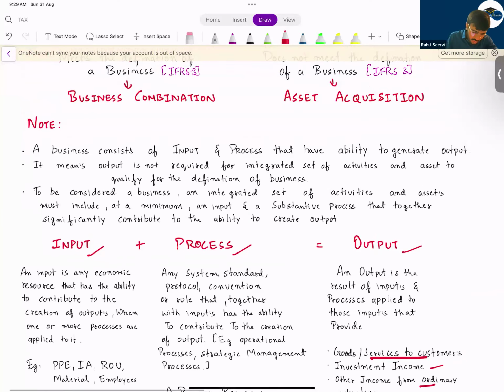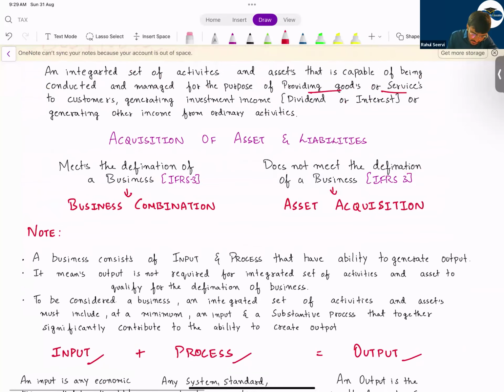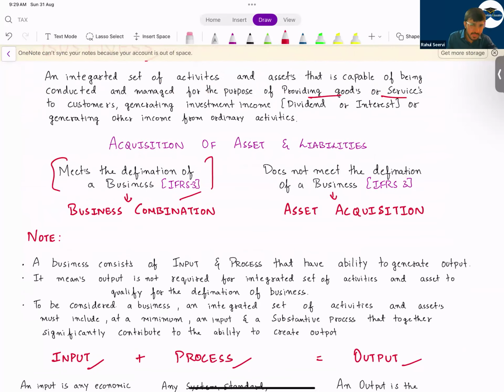Now, to be a business, if it meets the definition of business as per IFRS 3, it's a business combination. We will do that and follow consolidation, IFRS 10, after that. If it does not meet the definition of business, then it's an asset acquisition. Asset acquisition, how will you record? Normal, like you purchase a PPE.